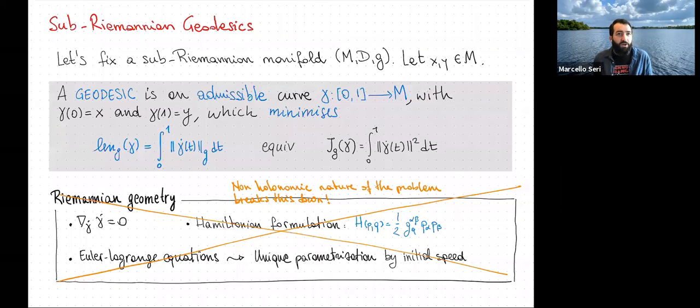Unfortunately, this is lost. For once, I won't say anything more about it right now, except this: if you look for a torsion-free connection on a sub-Riemannian manifold, unless D is the tangent space, the tangent bundle, and not a proper sub-bundle, unless you are in the Riemannian case, there is no torsion-free metric. There is no torsion-free connection. So you don't have this. This is out of the picture.